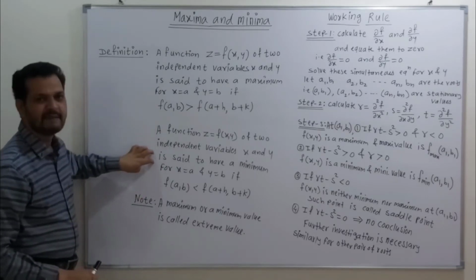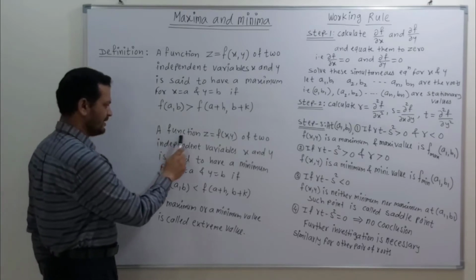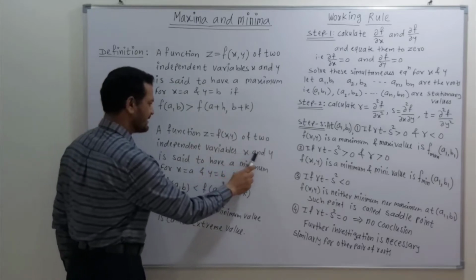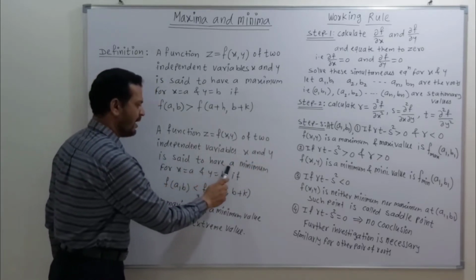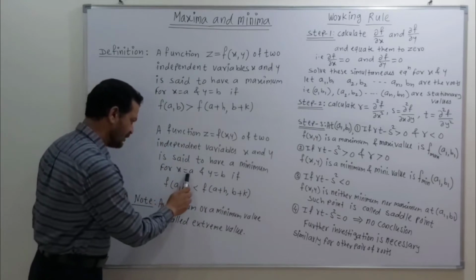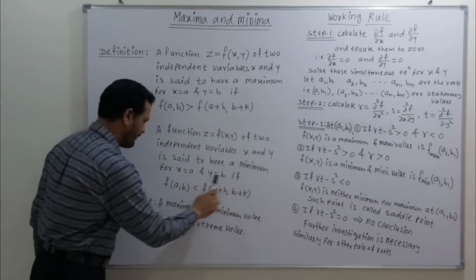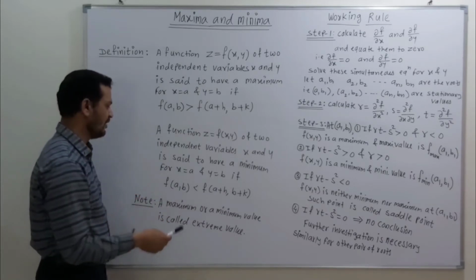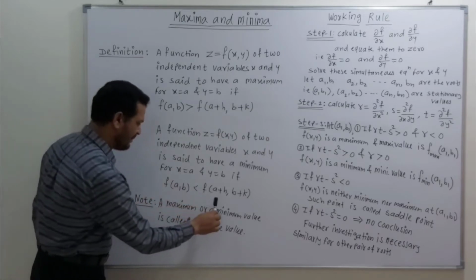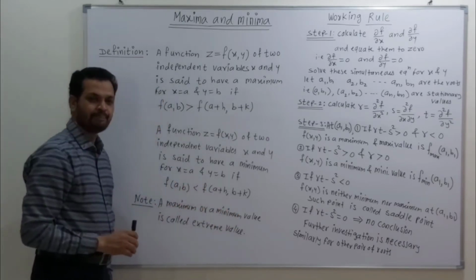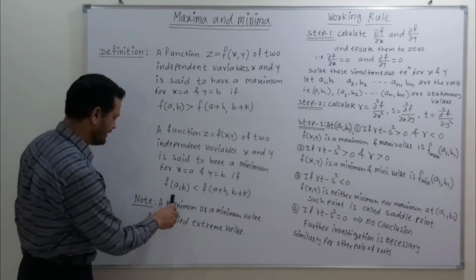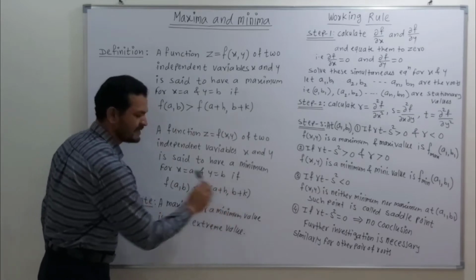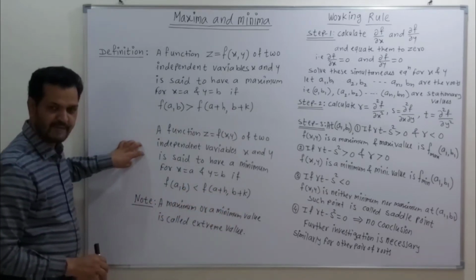Then let's define the minimum of a given function. A function z is equal to f of x, y of two independent variables x and y is said to have a minimum at x is equal to a, y is equal to b, if f of a, b is smaller than any other pair of values of x and y in the small neighborhood of a and b. That means in mathematical notation, we denote this as f of a, b is less than f of a plus h, b plus k. So this is the definition of minimum of a function.